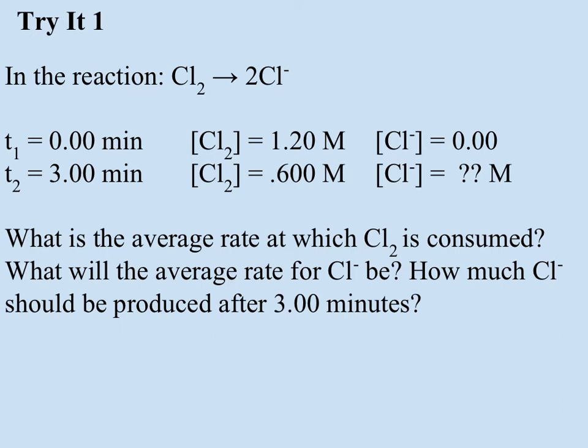First of all, what is the average rate at which Cl2 is consumed? Well, that's pretty straightforward, because I just need to take my difference in concentration, 1.20 minus 0.600, and divide by the change in time, which is 3 minus 0. So this is going to be 0.200 moles. In this case, it's per liter minutes.